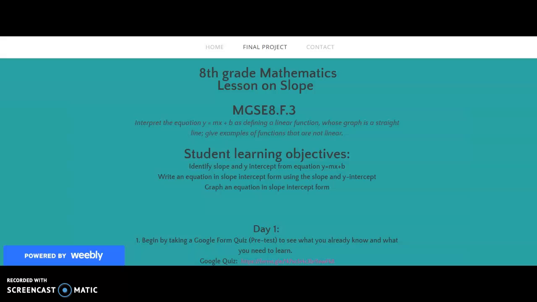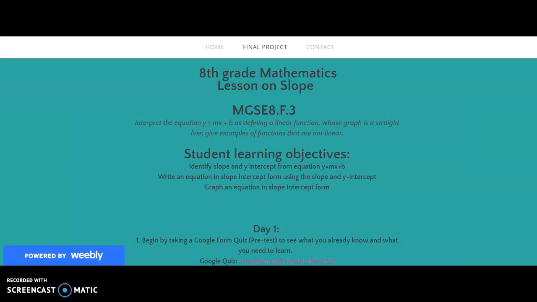It says to interpret the equation y equals mx plus b as defining a linear function whose graph is a straight line, and give examples of functions that are not linear. This is actually a very broad standard. It encompasses a lot of different things, and what I've chosen to focus on, the student learning objectives, is to identify the slope and the y-intercept from the equation y equals mx plus b.